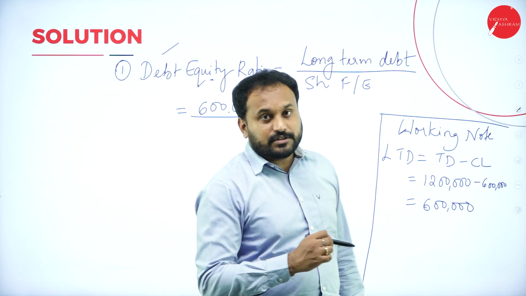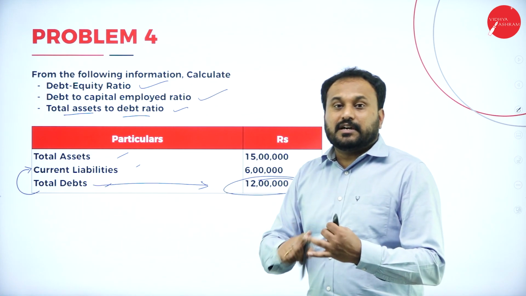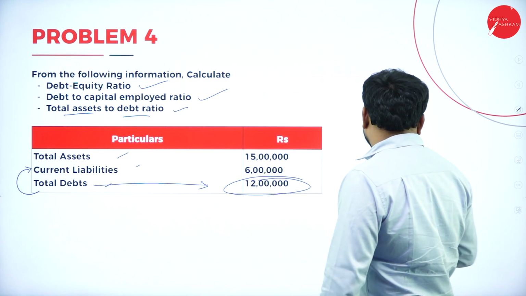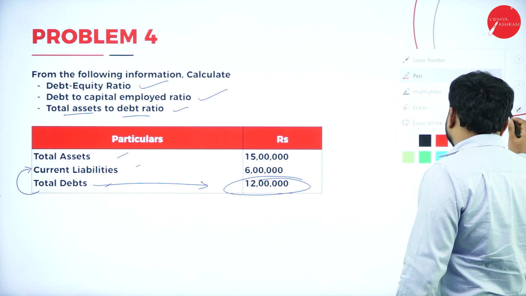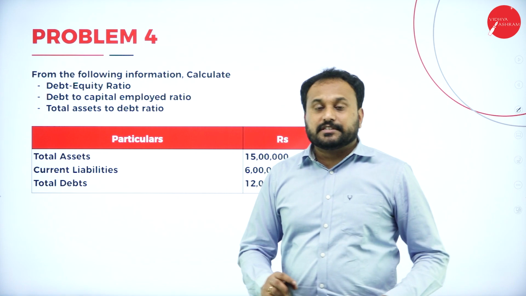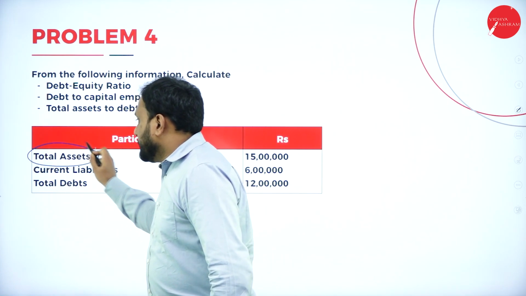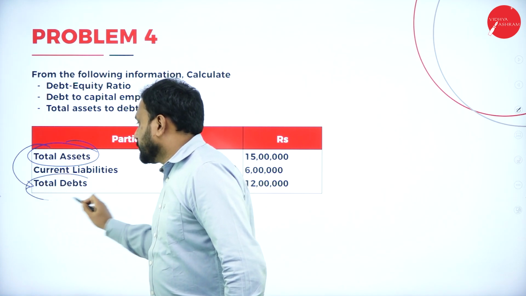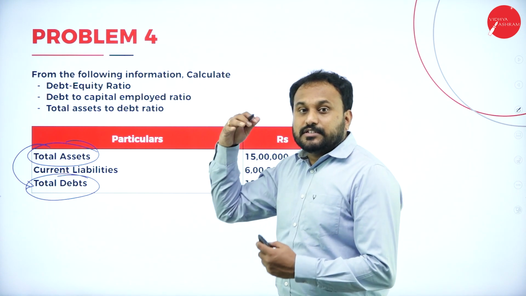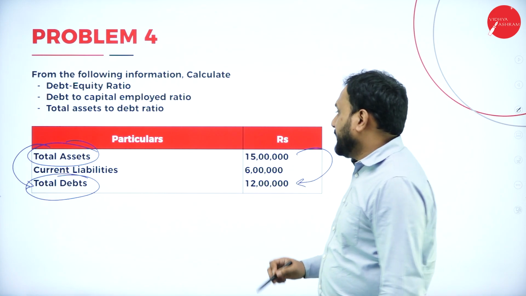Now understand, shareholders fund. Where is this shareholders fund? You have nothing here, reserve, surplus, nothing is there, only total asset, current liability, total debt. Now let me erase this for you people. Now understand, whenever only these kind of information is given, how to find shareholders fund is very simple. Total asset minus total debt. That will give you your shareholders fund. Now that means 15 lakh minus 12 lakh.